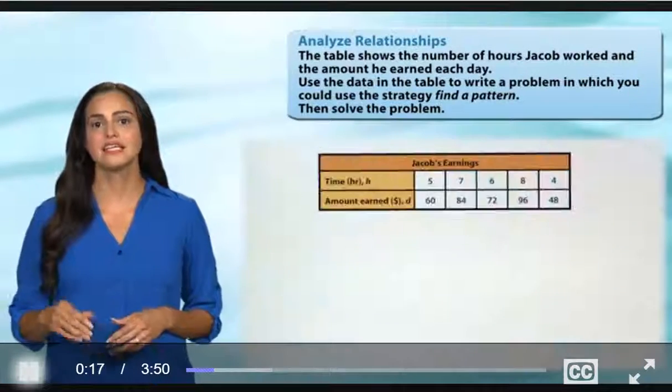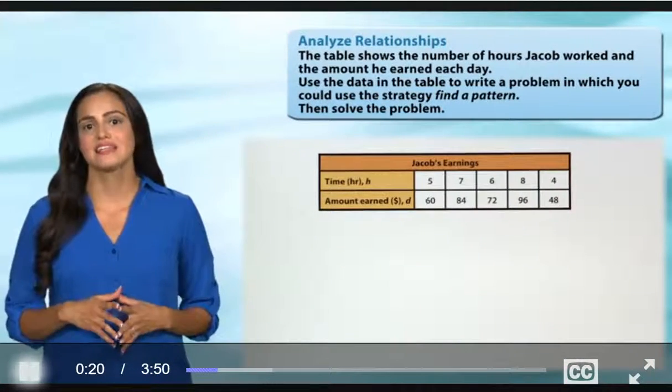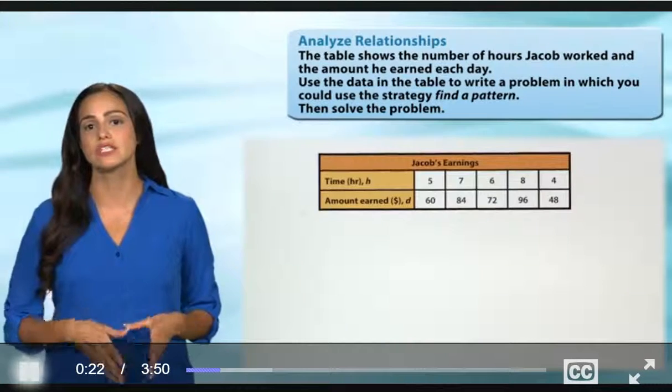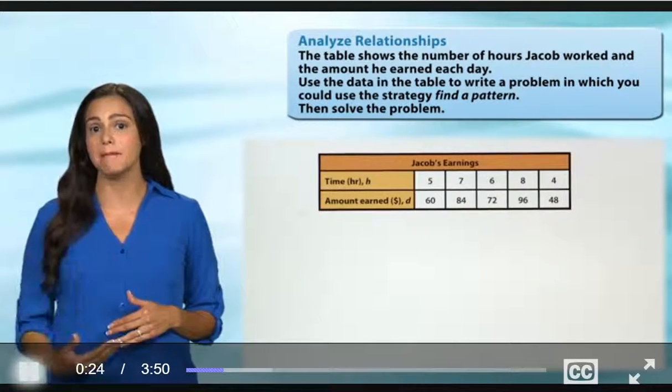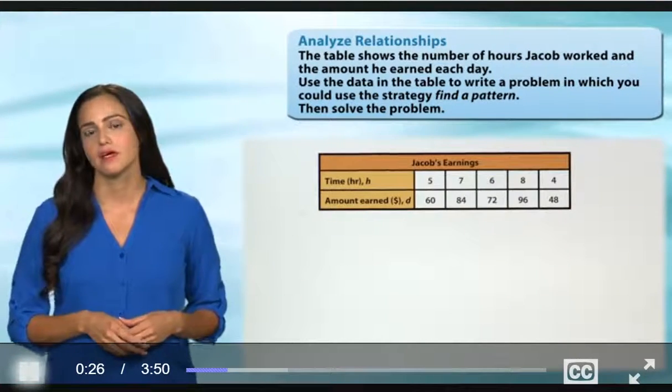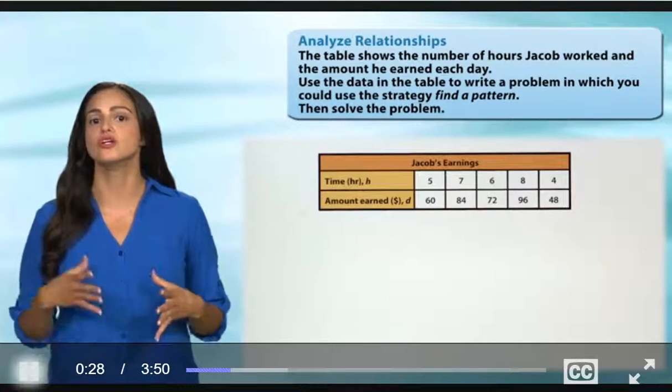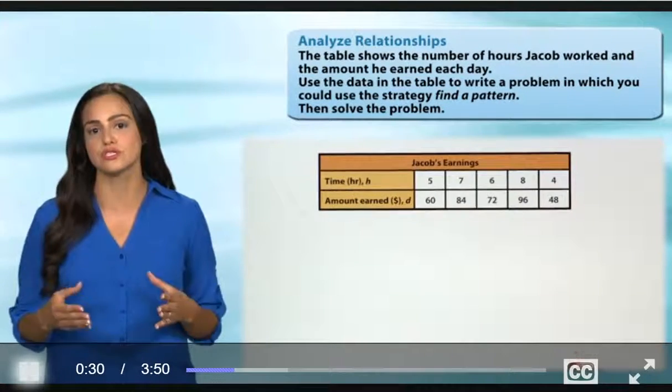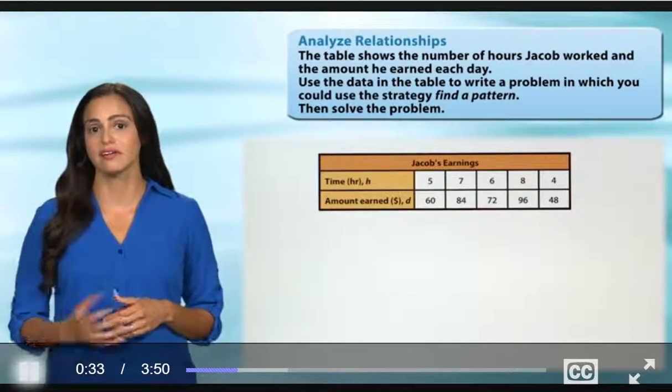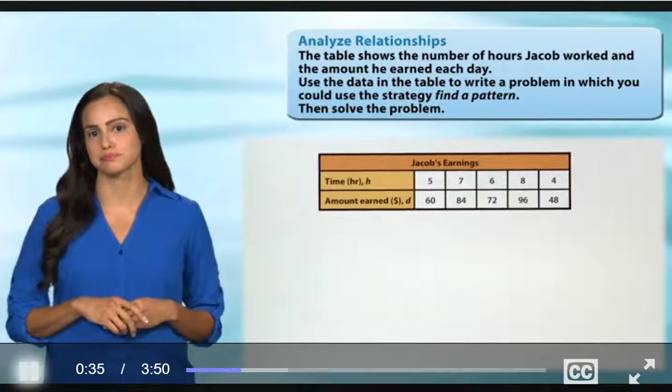Hi there. Today we're going to look at a problem that has to do with Jacob's earnings. Let's take a look. Look back at problem 6. The table shows the number of hours Jacob worked and the amount he earned each day. Use the data in the table to write a new problem in which you could use the strategy, find a pattern, then solve the problem.